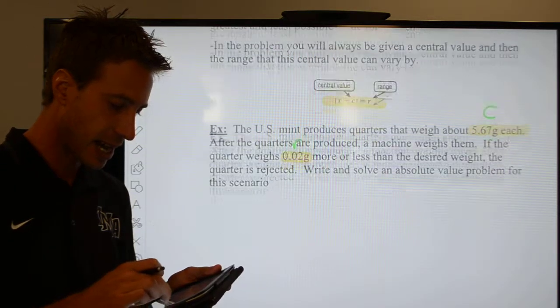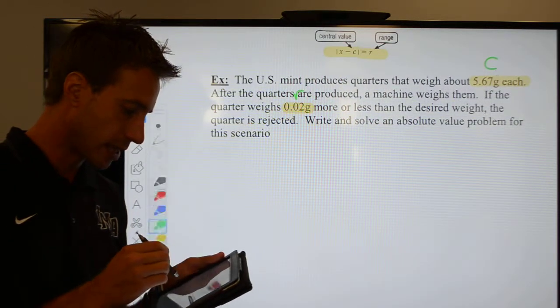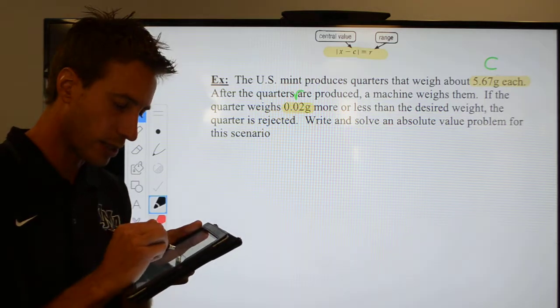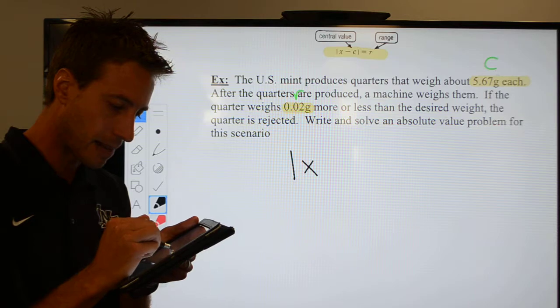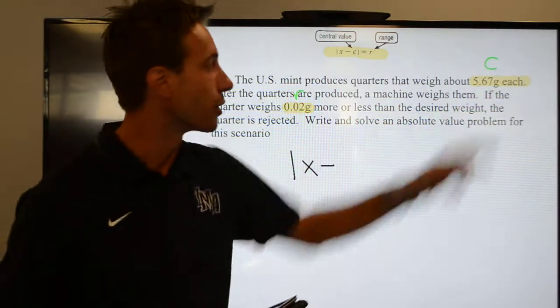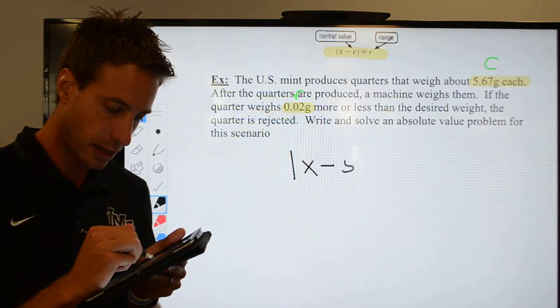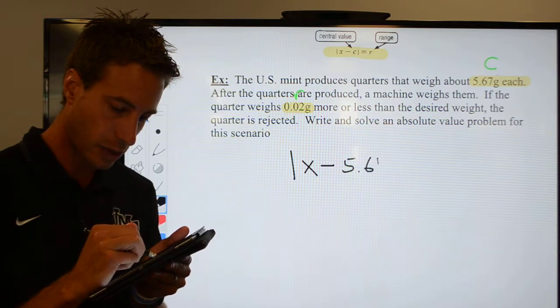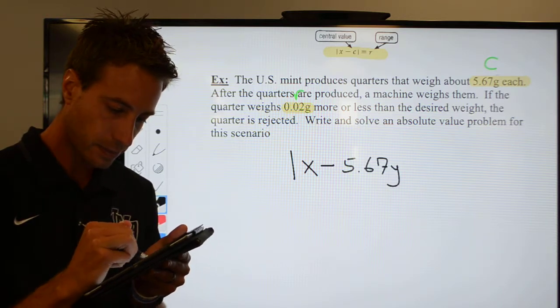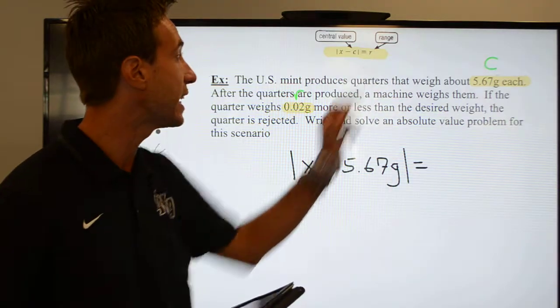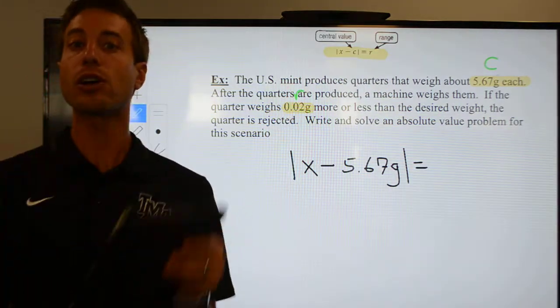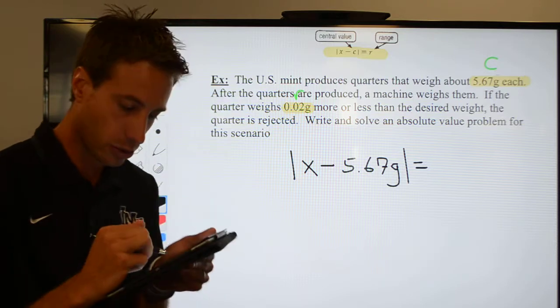Let's slide this up, and here we go, using the equation I've given you. We're going to take the absolute value of x minus my central value, which is 5.67 grams. Don't forget your units. That is going to be equal to your range value, which in this case is plus or minus 0.02 grams.